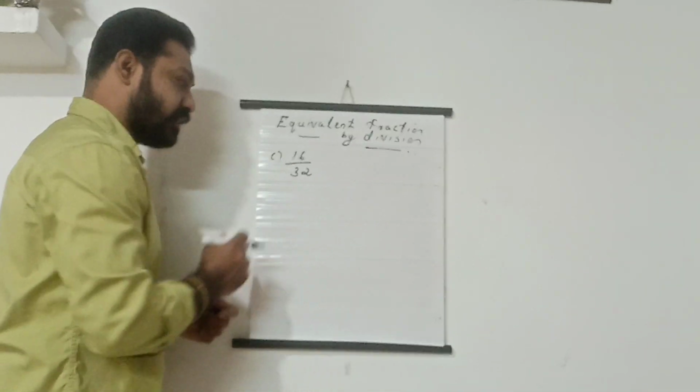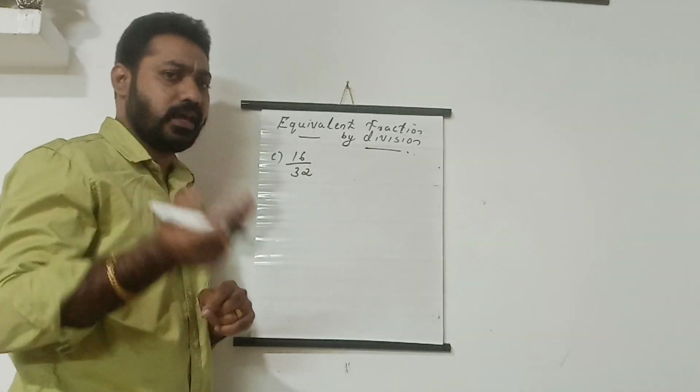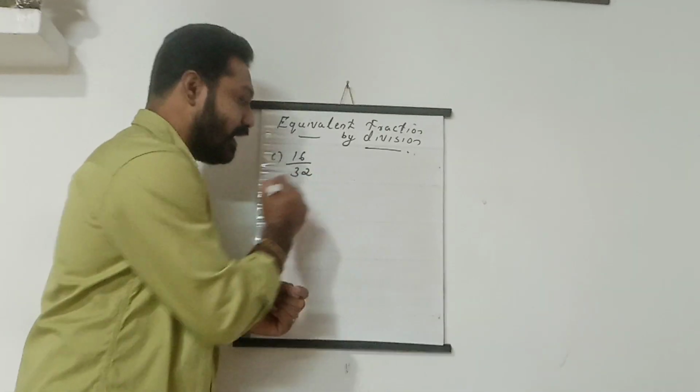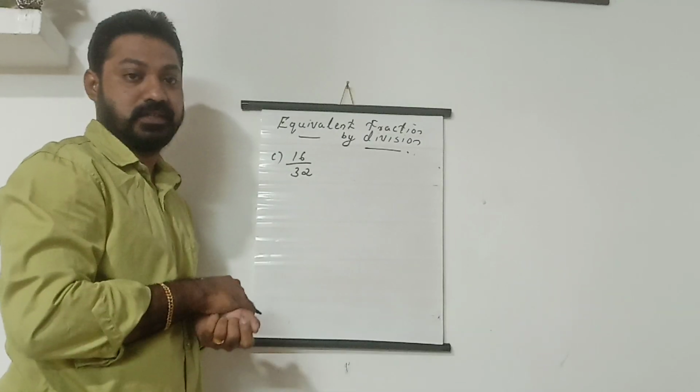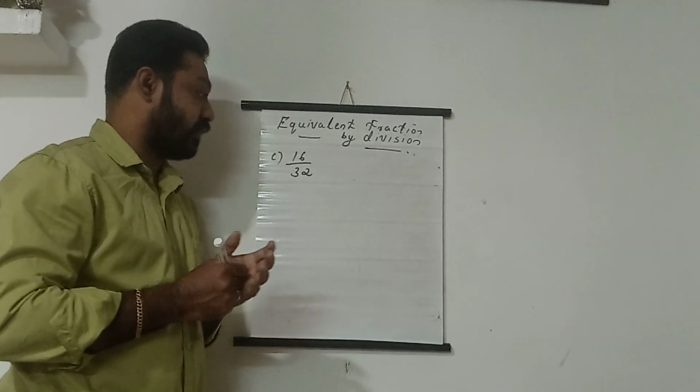But this fraction is quite big, isn't it? So when you multiply, you will get bigger numbers. That is okay, no problem. But here we can do division. We can reduce it. Understand? So how can we do that? Here, this fraction, how can we reduce it?